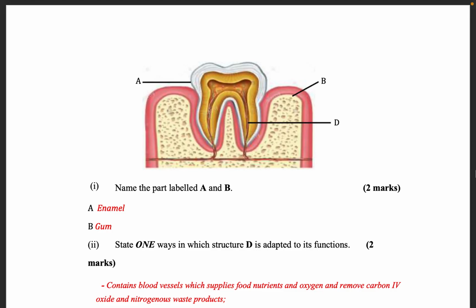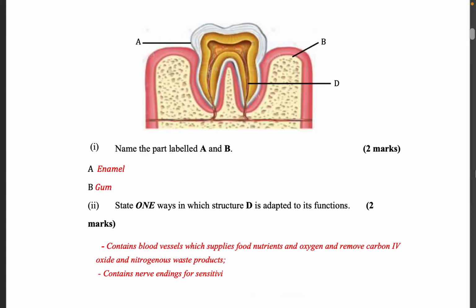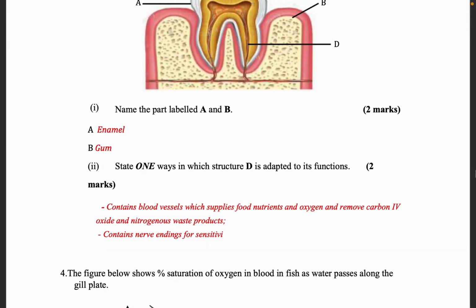State one way in which structure D is adapted to its functions. Contains blood vessels which supply food, nutrients and oxygen and remove nitrogenous waste products. Contains nerve endings for sensitivity.